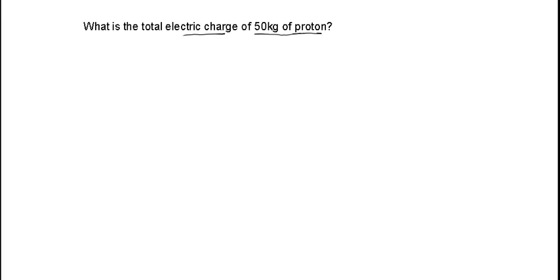So we are looking for the total electric charge. And we also have the total mass of proton.